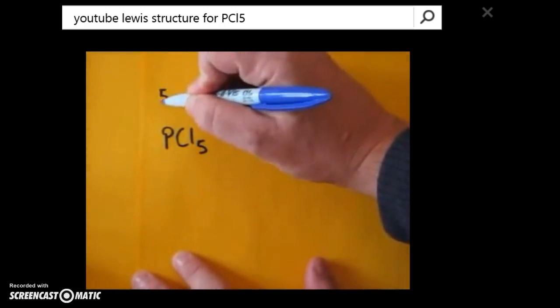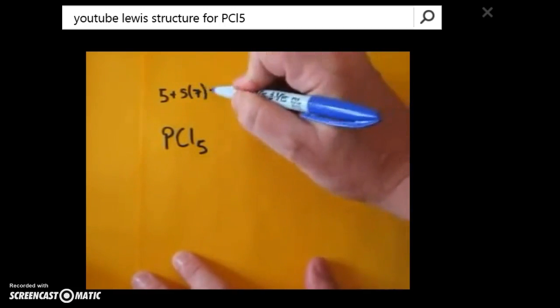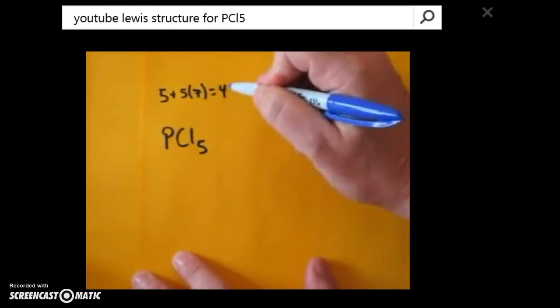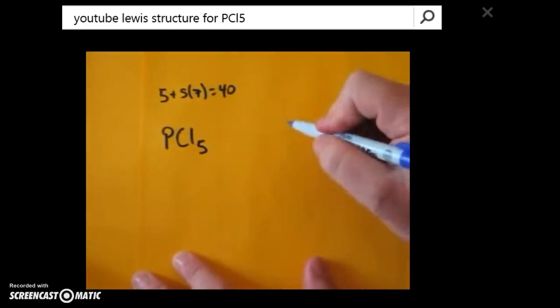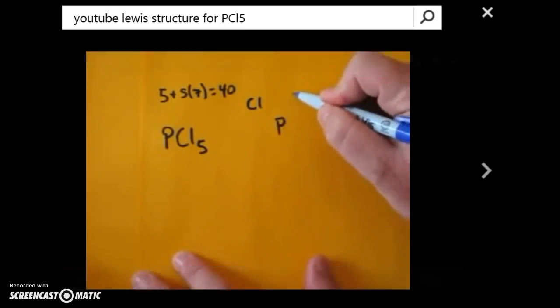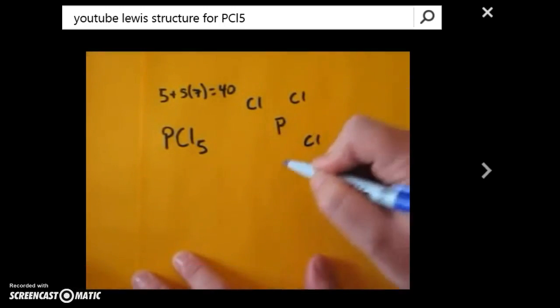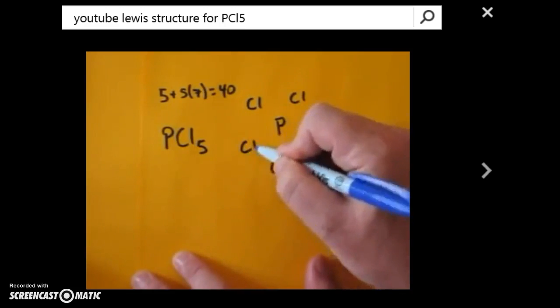Okay, so he's going to count all the electrons again, and again, it's our friend with the yellow paper. This guy's all over the place on the internet. Okay, so 5 for phosphorus plus 7 for chlorine, and since there are 5 chlorines, that's a total of 40. Now you're going to notice that he's going to put all 5 chlorines around phosphorus.